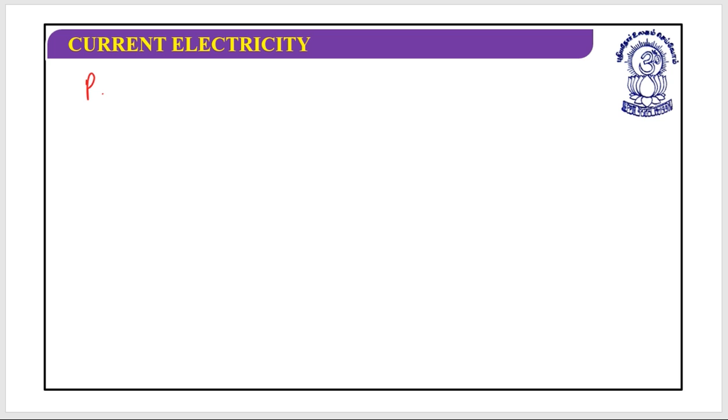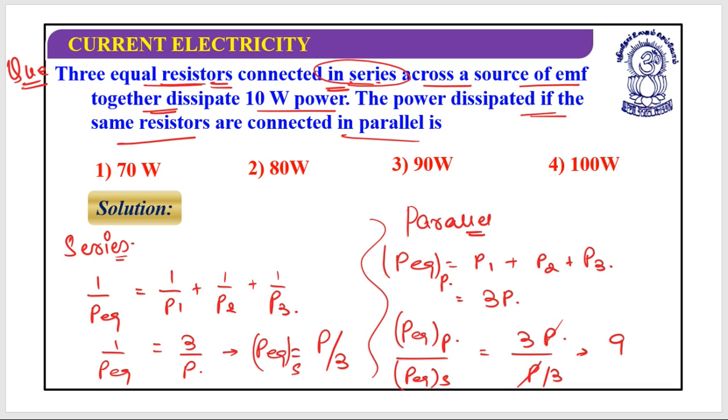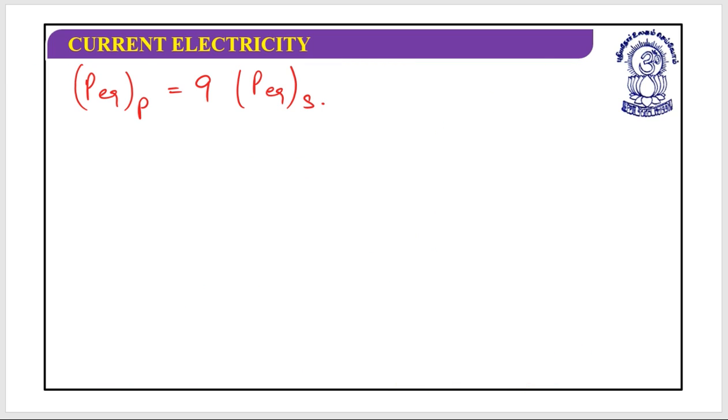So P equivalent of parallel is equal to 9 times P equivalent of series, and the P equivalent of series is given, it's 10 watt. So this could be written as 9 into 10, which is 90 watt. I hope this is clear.